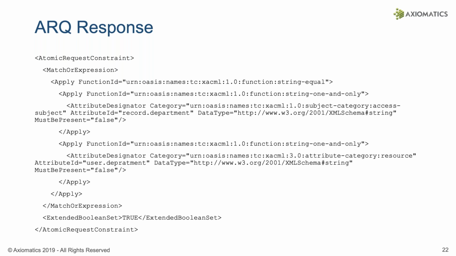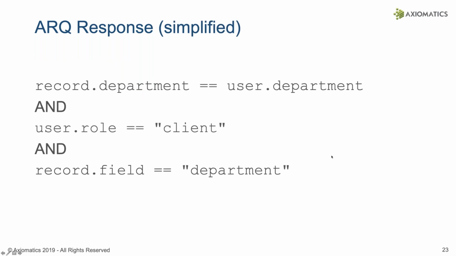If we simplify what a response could look like, it is something like this. In order to get access to a record and a record field specifically, the response could be that the record department and the user department have to be equal, and the user role has to be client, and the record field has to be department. This gives a permit decision. So from an open-ended perspective, this is what a user has access to.